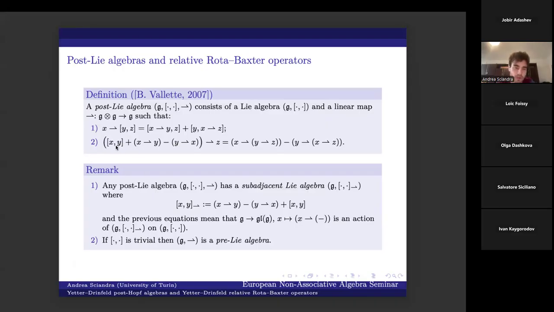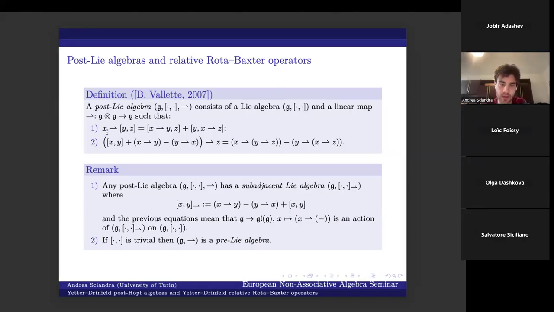So first of all, you can define this as a new bracket on G. In fact, 1 and 2 tells you that on G, this makes G a Lie algebra, the so-called subjacent Lie algebra. And then 1 and 2 tells you that, in fact, you have an action of the subjacent Lie algebra on the starting Lie algebra. In fact, as you can see, fixing the first entry, you have a derivation, and then this other one tells exactly that you have an action of the subjacent Lie algebra on the starting Lie algebra.